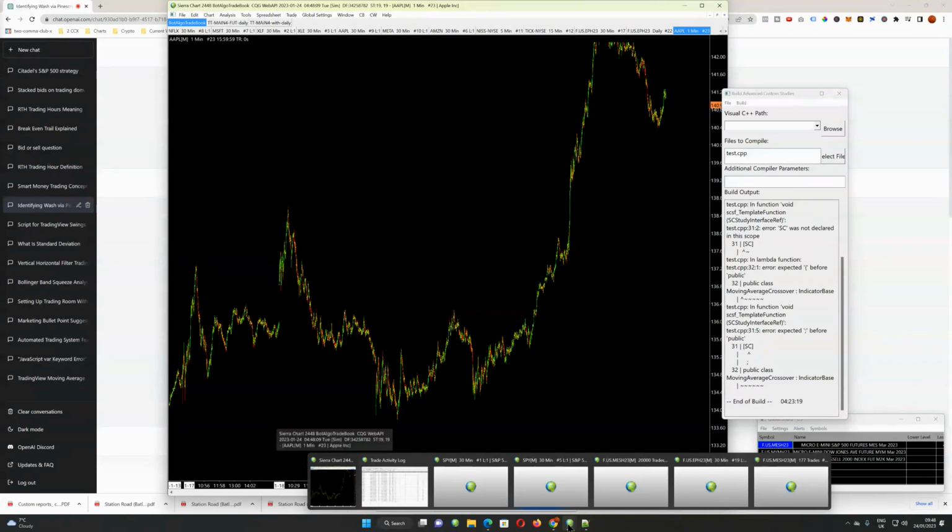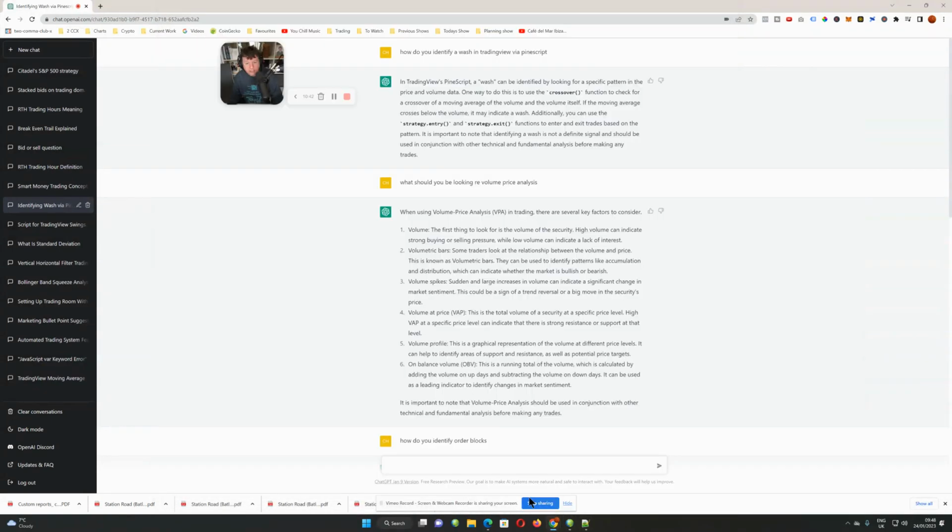Now, obviously, I tried to do this in Sierra Charts earlier on. I saw it didn't quite work because Sierra Charts is based on C++, and it's got its own syntax. It's different to C++, but it is a variant of C++. So I thought, right, let's try it in PineScript. Let's see what it actually says for this.